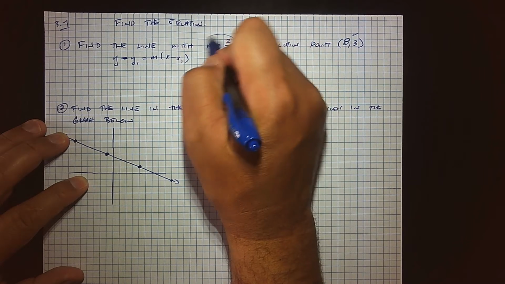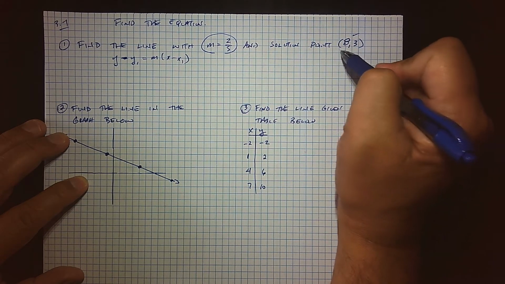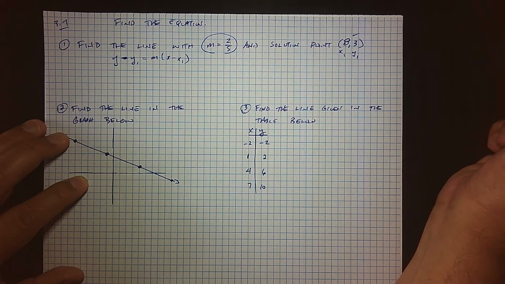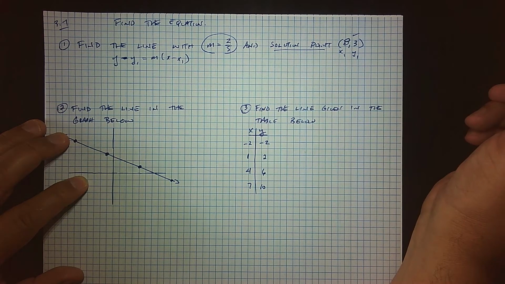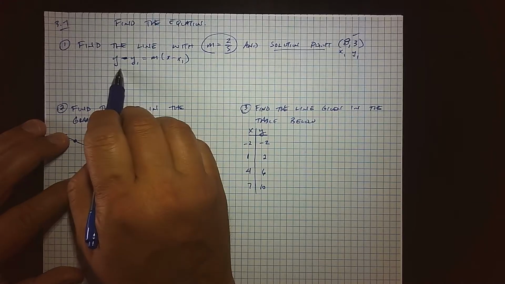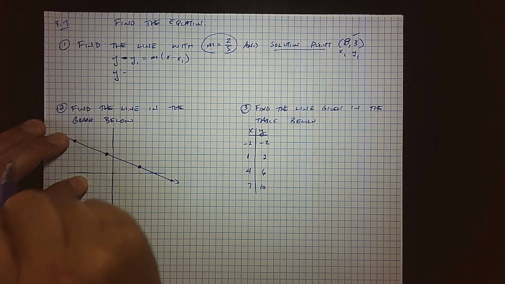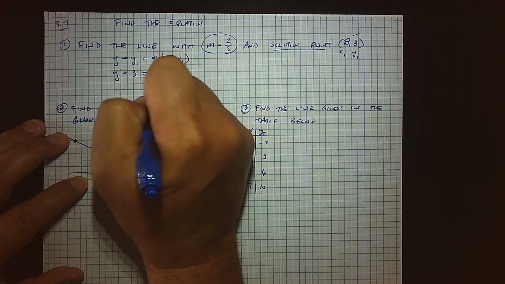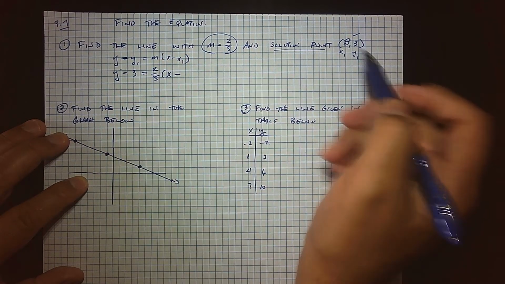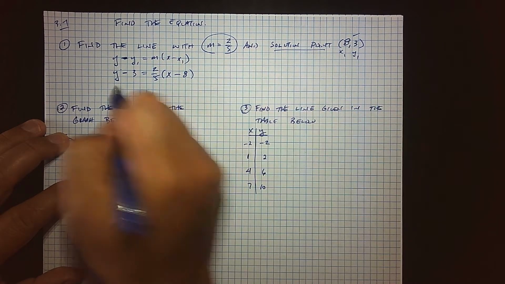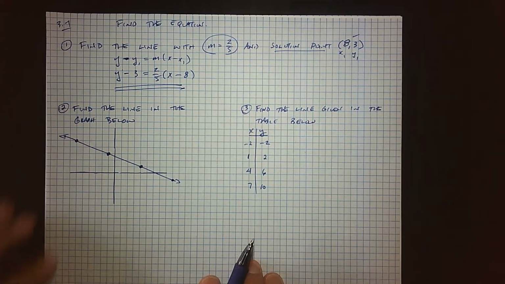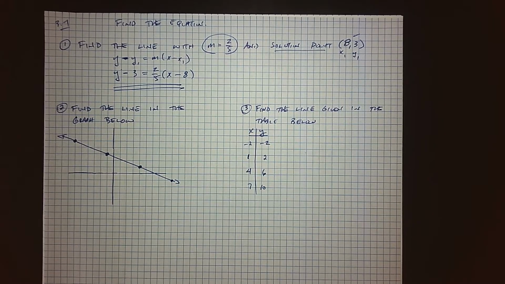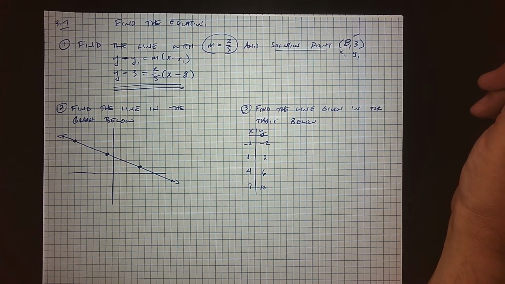So I'm already given the slope, there's 2/5, and there's my x1 and my y1. I'm given a fixed solution point. So all I need to do is come over to my equation and start replacing things. So y1 is 3, the slope is 2/5, and x1 is 8. And so there would be the equation of that line that is represented by the data that's given. We're done. Move on, next question.